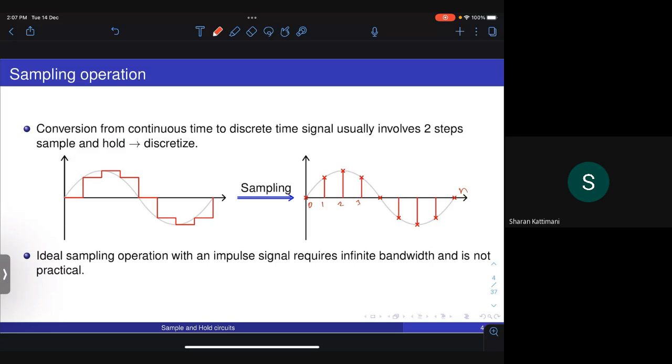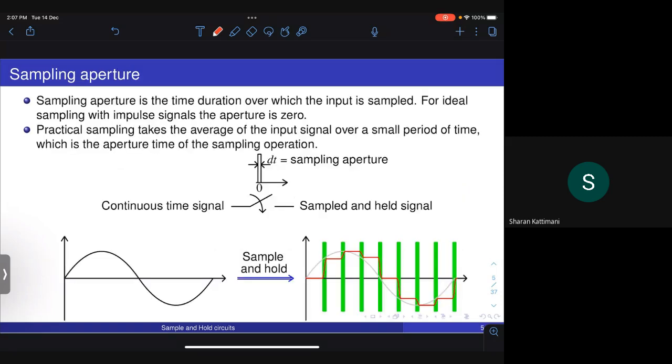This ideal sampling operation with an impulse signal requires an infinite bandwidth and is not practical. Practical sampling generally involves some finite width of time for which the switch will be turned on. It's not possible to have a switch driven with impulse signals in practice.